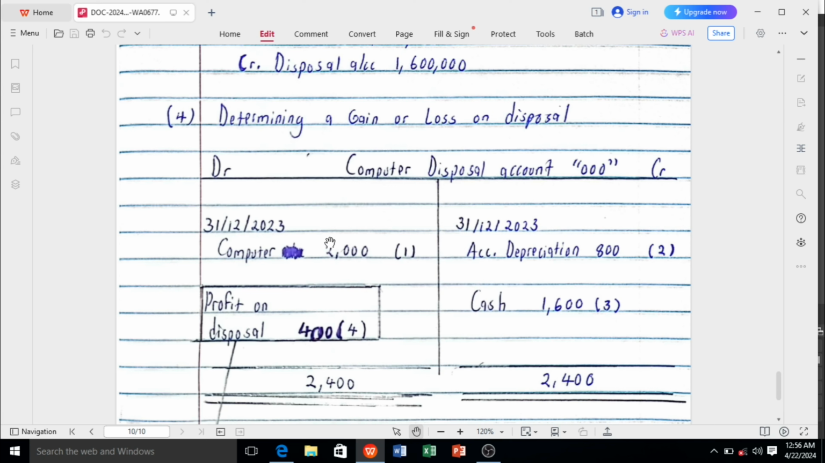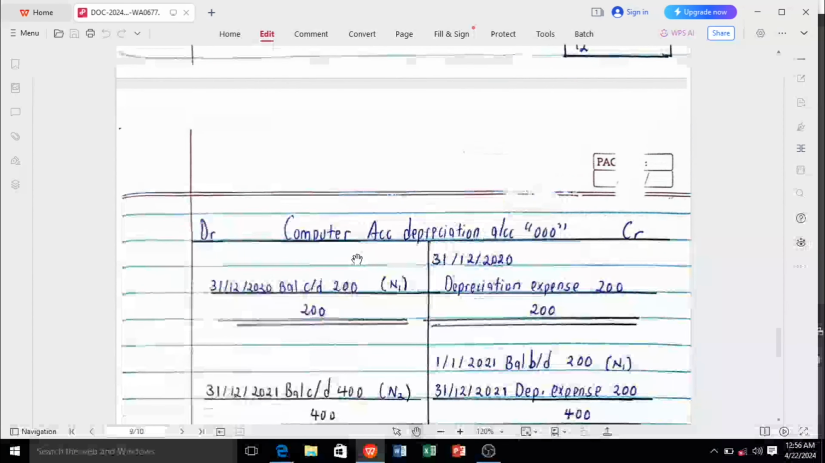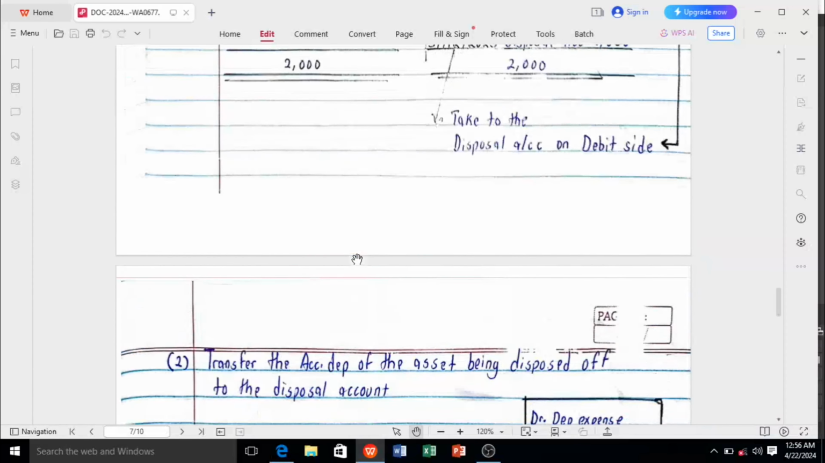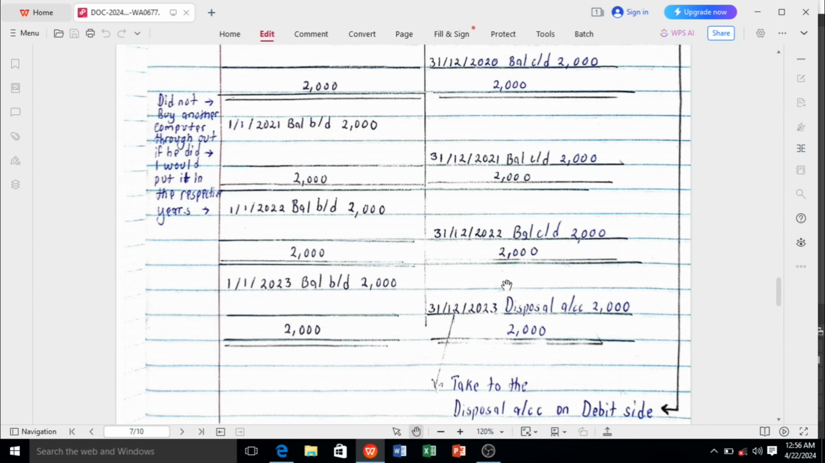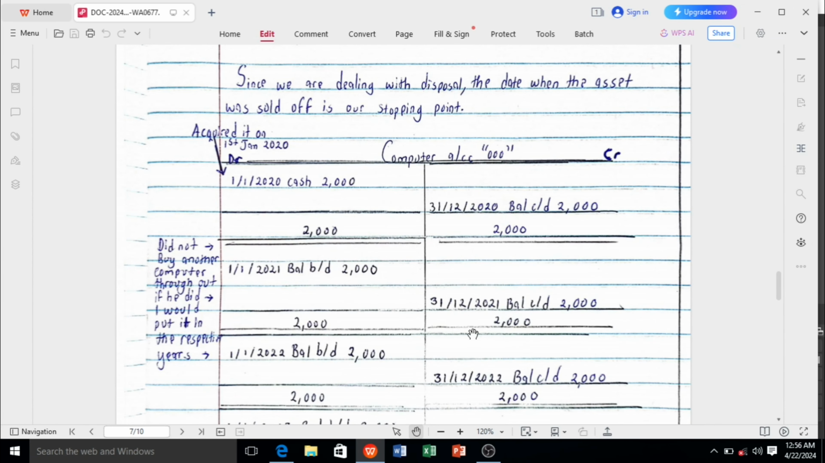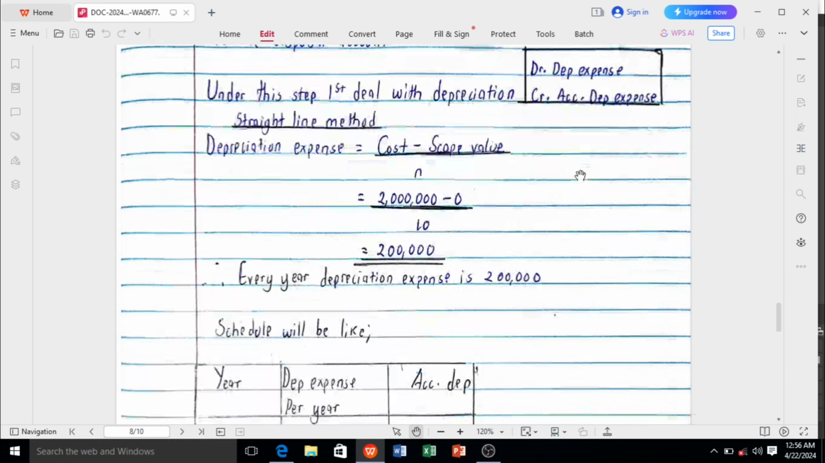Now I've already noted that the first one, which was 31st December 2023, after me transferring the cost to the disposal account, this is what happened. I'll just come and say computer 200,000. This is where it came from. This was step number 1: me transferring the cost of that asset being disposed of to the disposal account on the credit side.